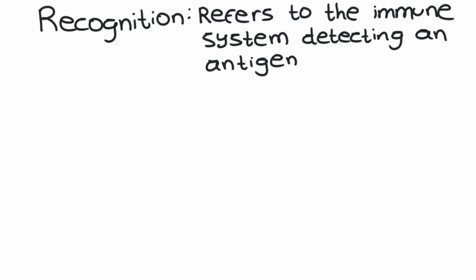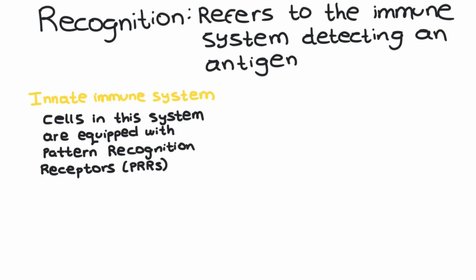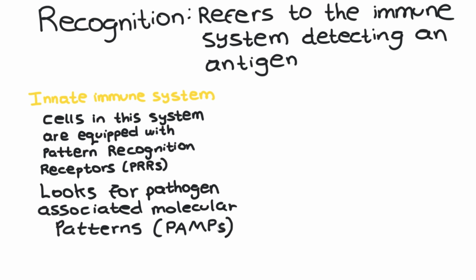The innate immune system contains various immune cells. These immune cells are all equipped with a variety of pattern recognition receptors. These pattern recognition receptors look for molecular patterns shared by multiple pathogens. These are known as pathogen-associated molecular patterns, abbreviated to PAMPs for short. Let me give you an example.